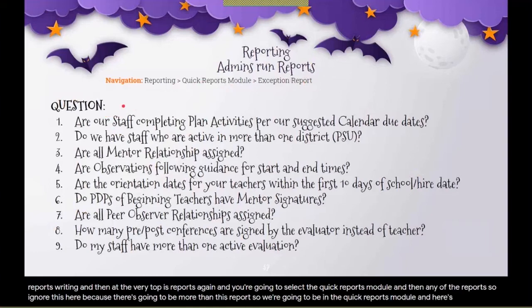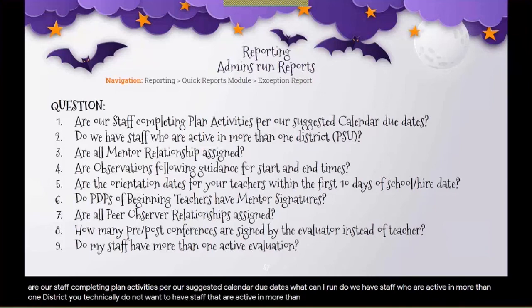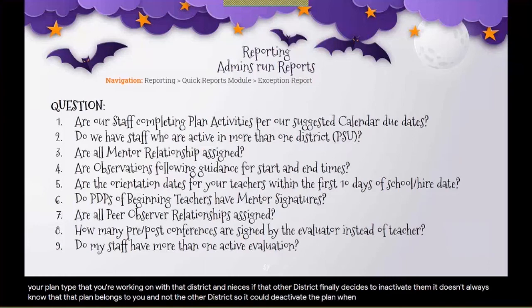And here are our questions. Are our staff completing plan activities per our suggested calendar due dates? What can I run? Do we have staff who are active in more than one district? You technically do not want to have staff that are active in more than one district because that other district's school name is on your plan type that you're working on with that district. And in NCEES, if that other district finally decides to inactivate them, it doesn't always know that that plan belongs to you and not the other district.